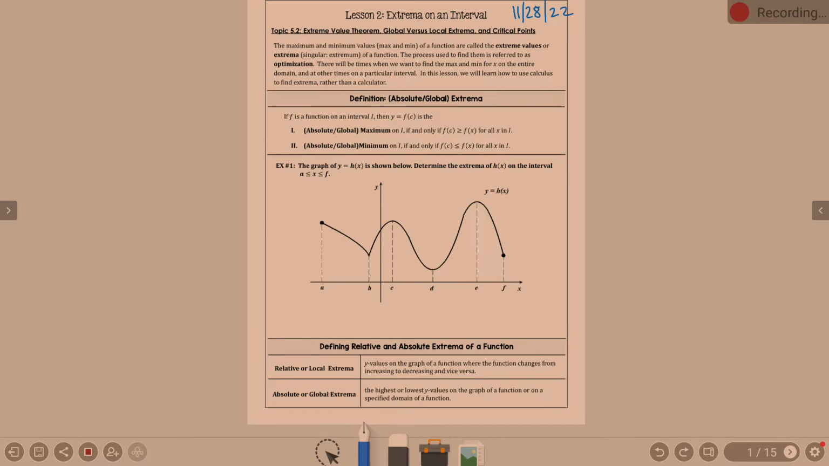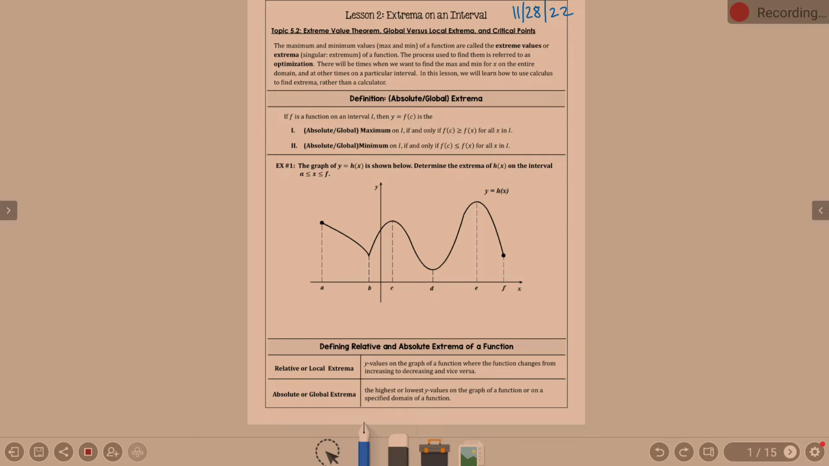When I say extrema, I'm talking about maxes and mins. So let's get our vocabulary here. We're talking about the extreme value theorem, global versus local extrema, and critical points. Max and min values of a function are called the extreme values. So if you're ever asked to find extreme values, you're asked to find maxes and mins. Usually extrema is what you'll hear me say. The process used to find them is referred to as optimization.